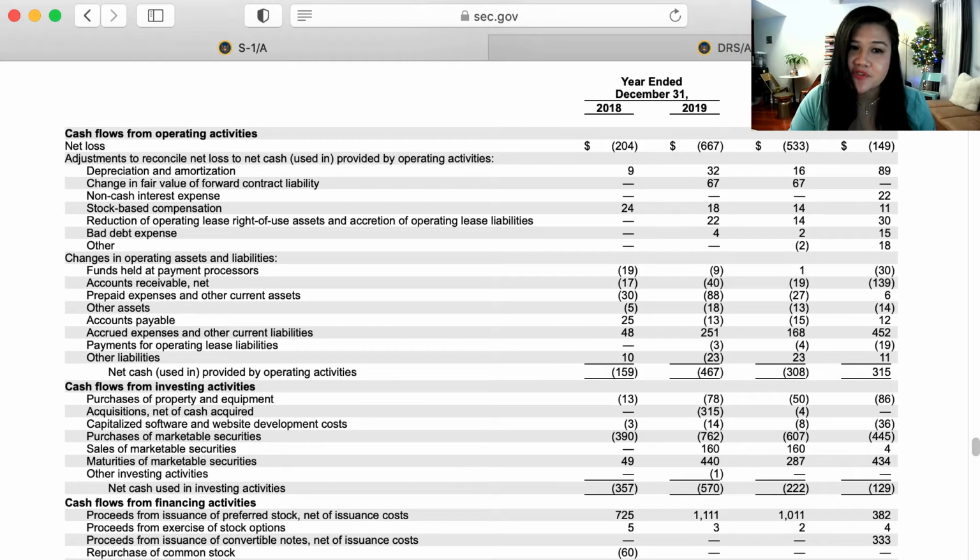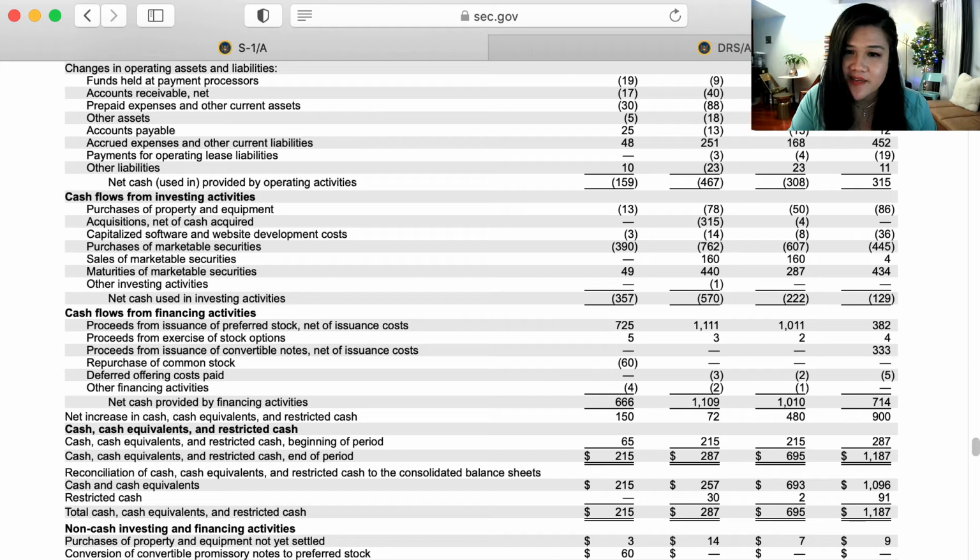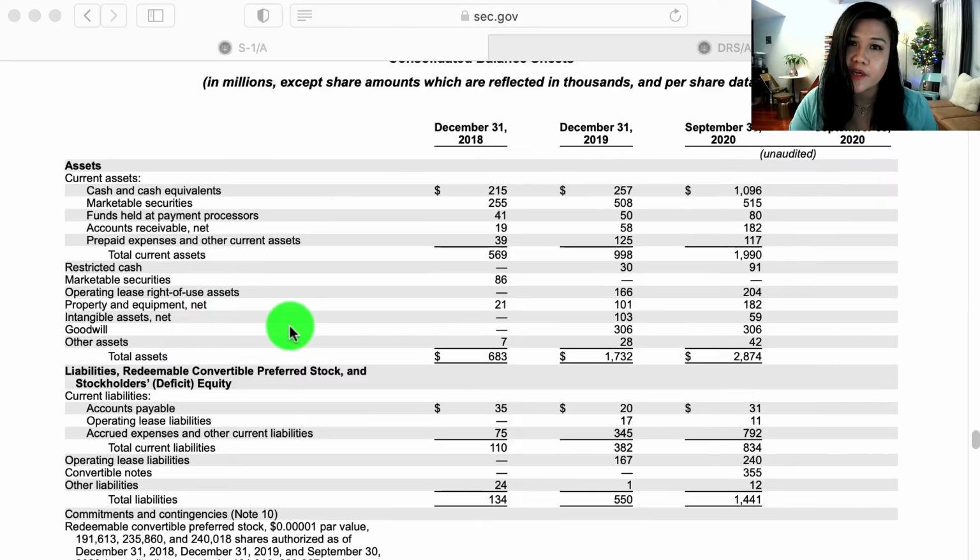All right, moving along to cash flows from investing activities, nothing too exciting going on here. Moving to cash flows from financing activities, see this number here, $382 million from issuance of preferred stock. We saw it on the balance sheet earlier. And then again, issuance of convertible notes, which is debt, of $333 million. We also saw that in the balance sheet earlier. The balance sheet, the income statement, and the statement of cash flow should all be interlinked, like the great circle of life.